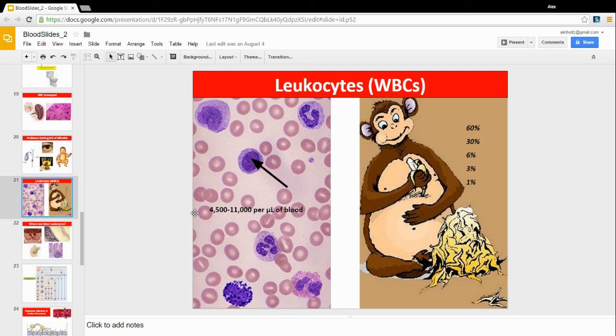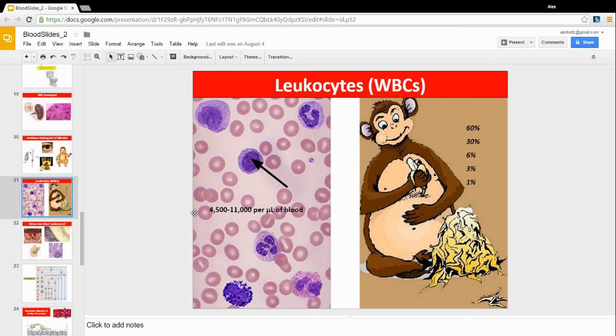Now, your white blood cells, primarily the most abundant white blood cell in the blood, around 60% are neutrophils. Around 30% of your white blood cells are lymphocytes. Around 6% are monocytes. Around 3% are eosinophils, and 1%, maybe, if that, are basophils.